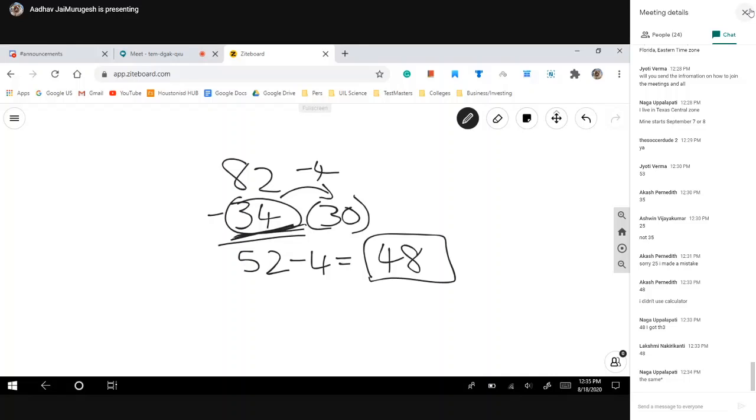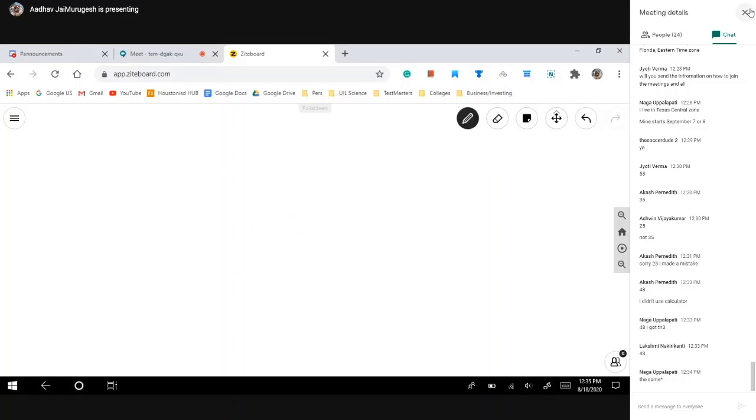It's just really simple, and according to me, it's 100 times better than carrying over. So hopefully you guys understood that. I think around 99% of you should understand that, because it's really easy. So our next problem is going to be 67 minus 48.